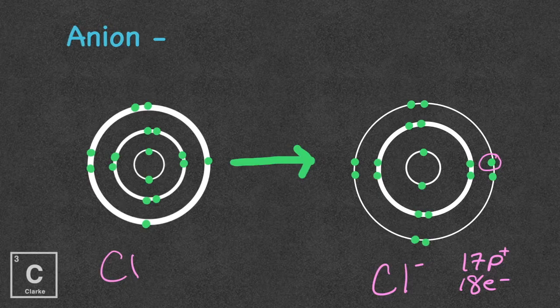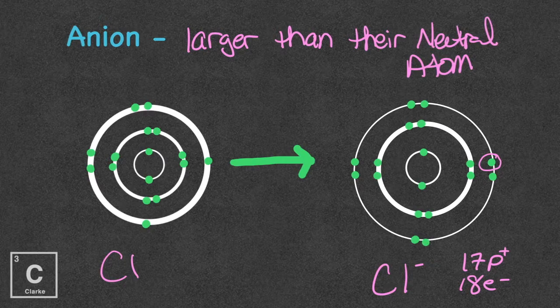It's because now there are more negatives than there are positives. The nucleus basically loses some of its pulling power. Let's write that down: anions are larger than their neutral atom. Let's look and see why this is important and why this even matters.